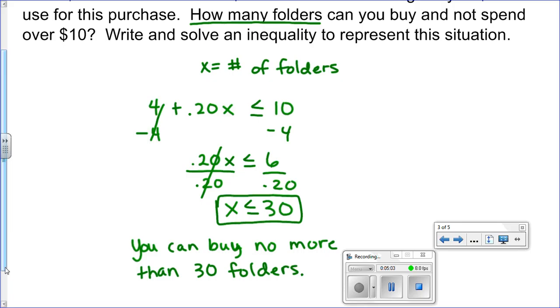So the solving usually isn't too difficult. Sometimes it's just getting it set up. So this step here. Make sure you identify your variable first and then set up the inequality. Okay, let's take a look at some compound inequalities.